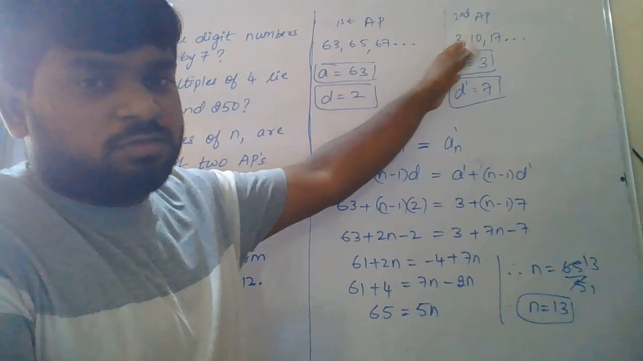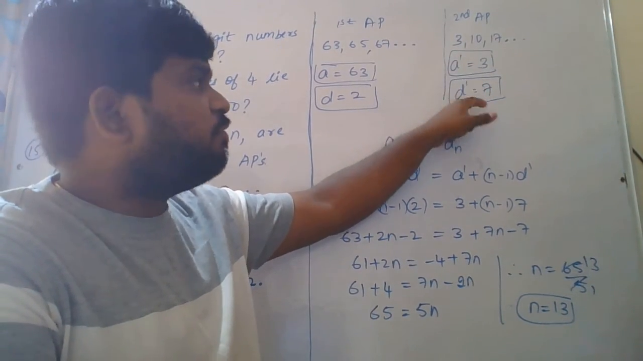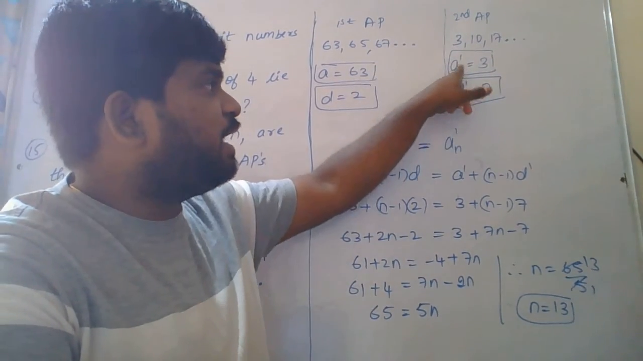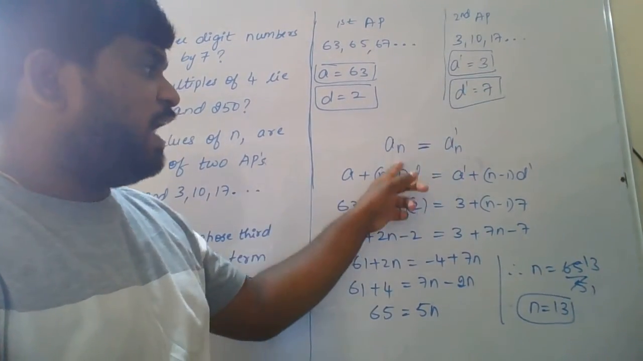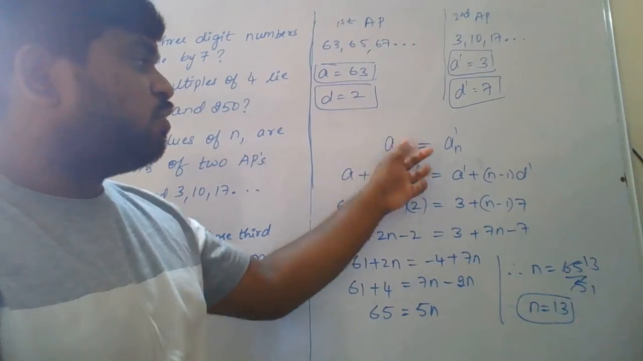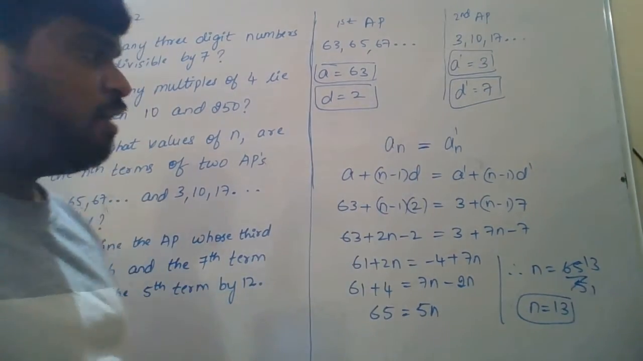A value, D value. Here also we have taken A value, D value, but we have given a different representation. I have taken A dash, D dash. The nth terms of these are equal, so an is equal to a prime n. So substitute the formula, substitute the values, and we will get the value of n.